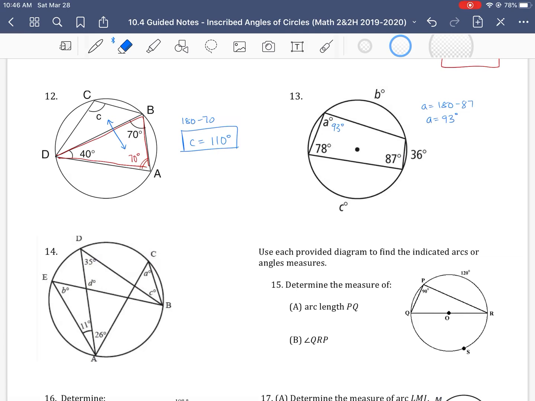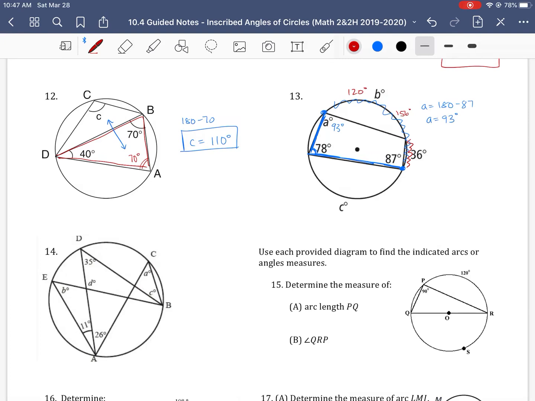Then looking at, erasing that, B. If I want to find B, notice that 78 degrees, I'm going to highlight this, is an inscribed angle for this whole arc. Not just B, but actually it goes from here to here. So if that's 78 degrees, remember its arc is double that. So 78 times 2, this whole thing out here should be 156 degrees. So you've already got 36 degrees right here. So B would be whatever's left of that. So 156 minus the 36, B is equal to 120 degrees.